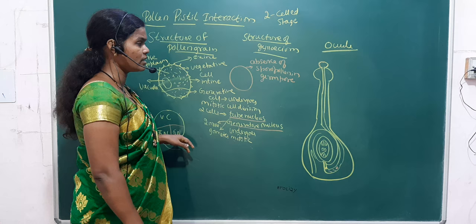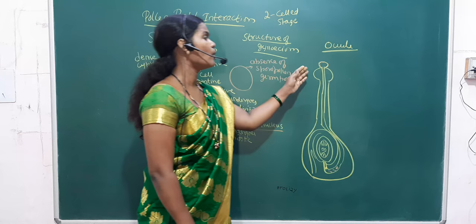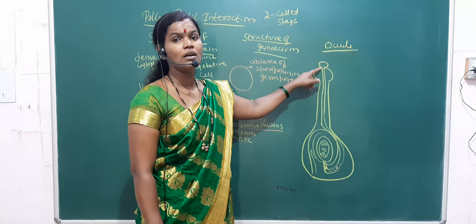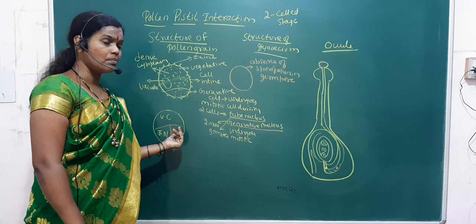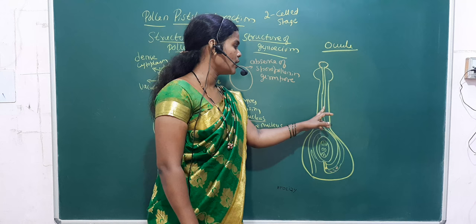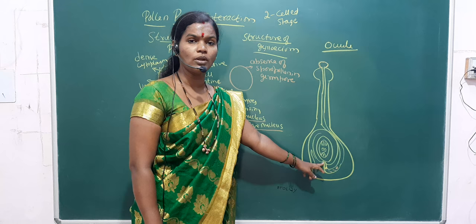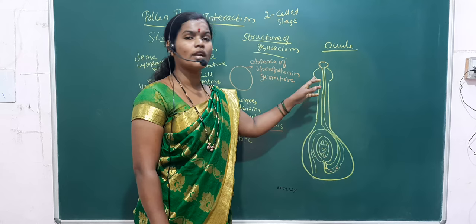In some of the plant species, the pollen grain just falls on the stigma and starts germinating immediately. Why? Because there are already three cells present. So this three-celled pollen grain starts germinating on the stigma and the pollen tube travels through the style and reaches the mouth of the ovule. So this is called the pollen pistil interaction.